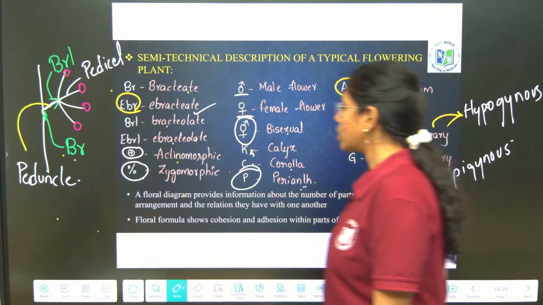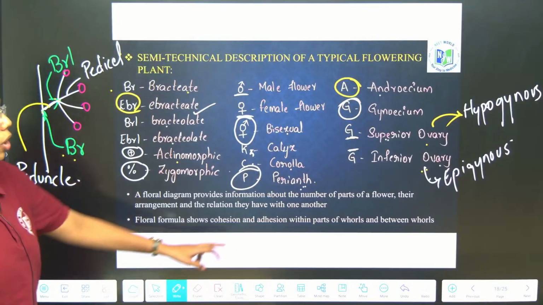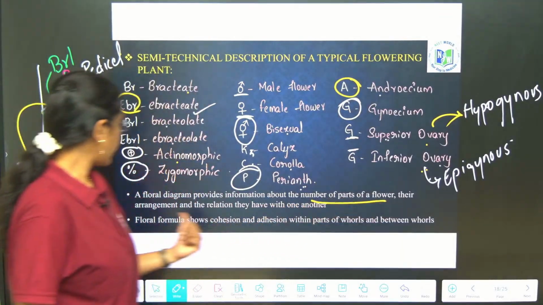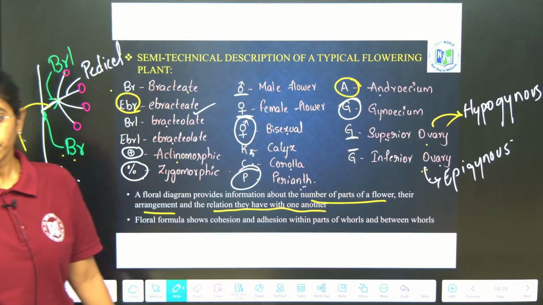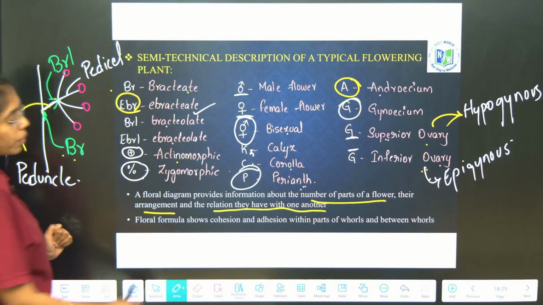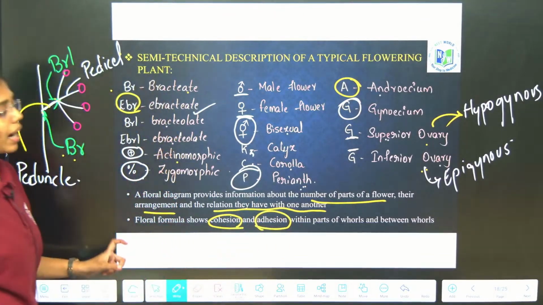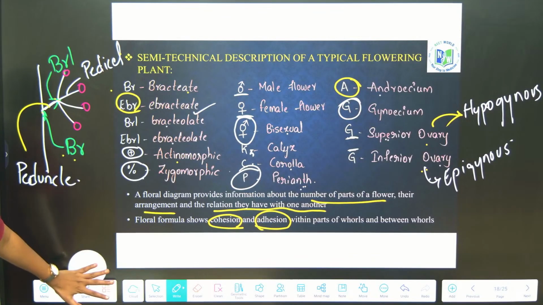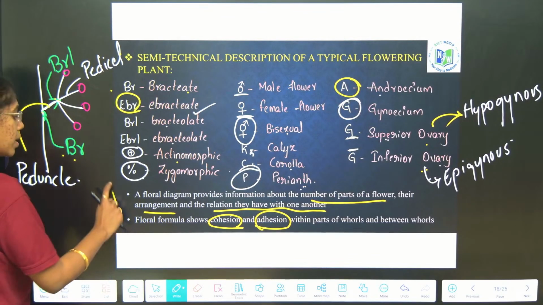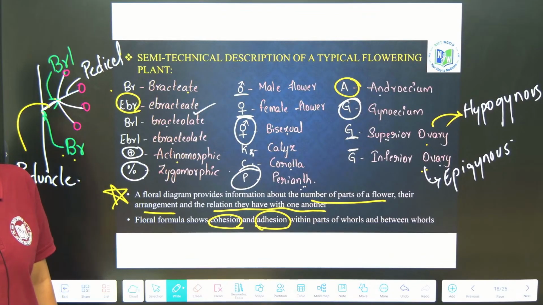Next, a floral diagram provides information about the number of parts of the flower, their arrangement and the relation they have with one another. And then floral formula shows what? Cohesion and adhesion within the parts of whorls and between the whorls. Clear till here? Any doubt anywhere? This statement is very important. You can expect it in statement-based questions. Next.